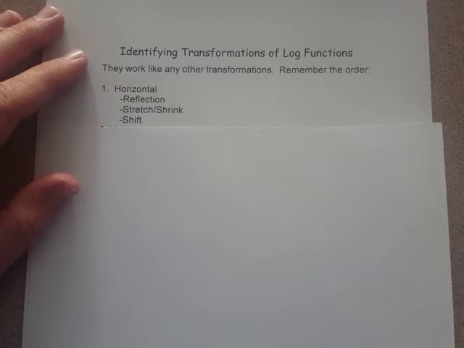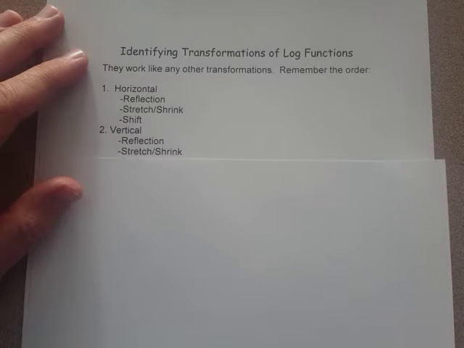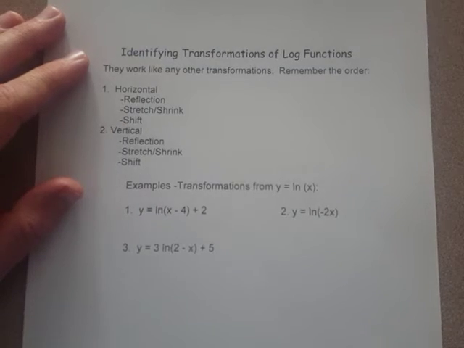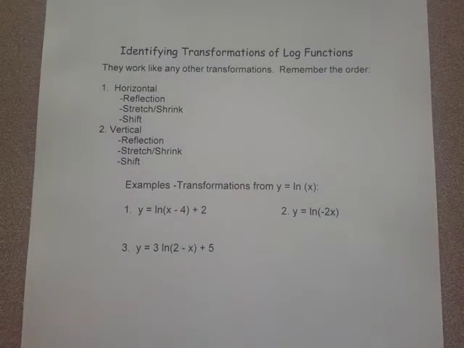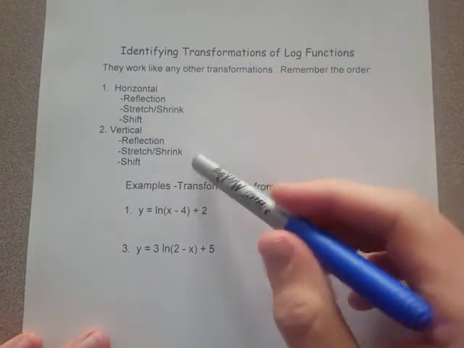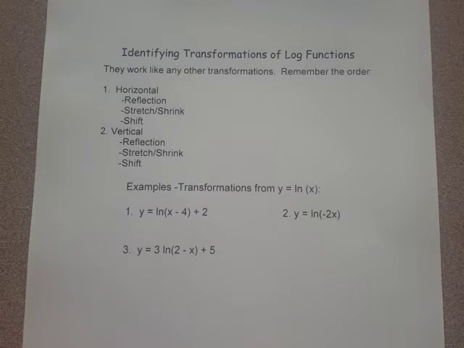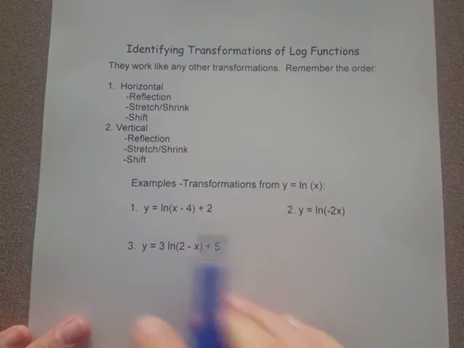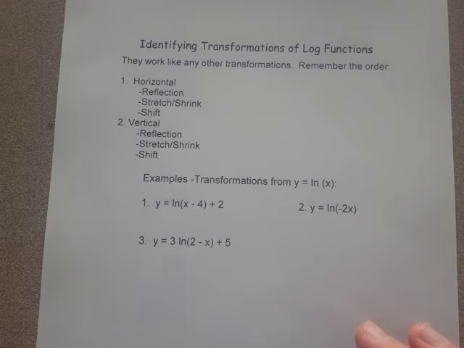Once we get done with all the horizontal transformations, then we start on the vertical transformations, and they follow the same order as the horizontal. And so we get that order for all the different transformations, and this works for any graph, any kind of function, and it's really simple because this is just the order of operations. So we got a few examples down here, as you can see, for transformations, and we're going to just take a look at each one in particular.